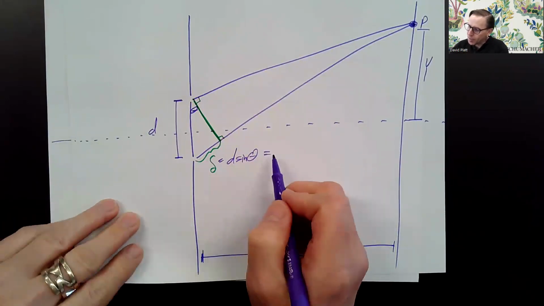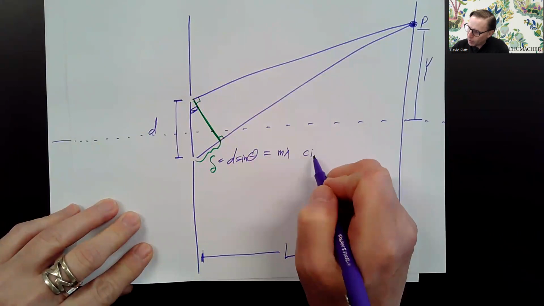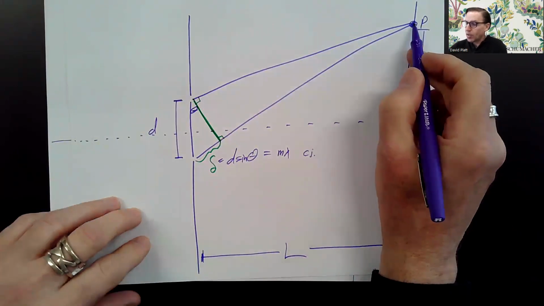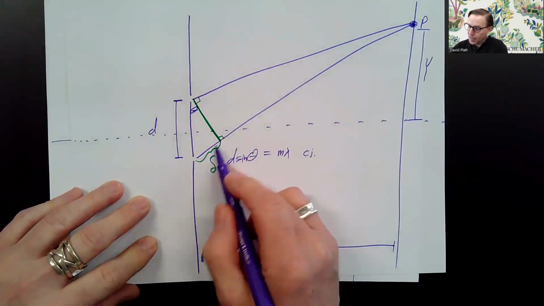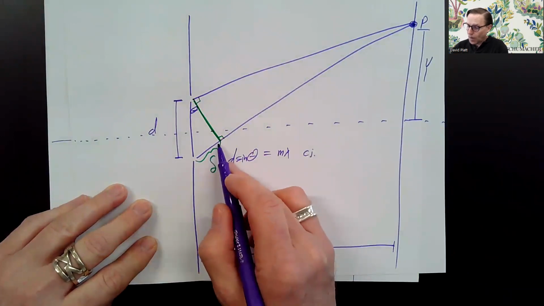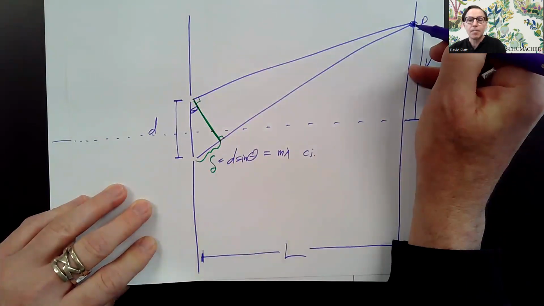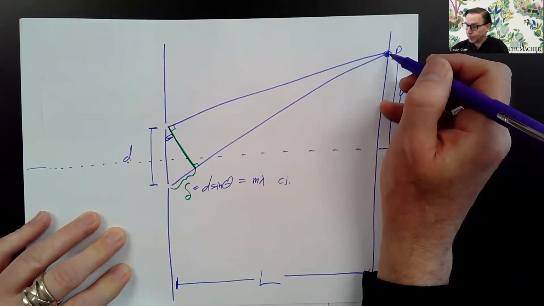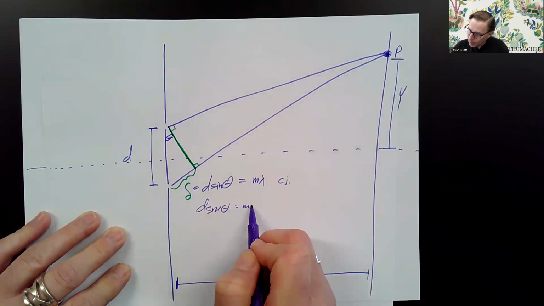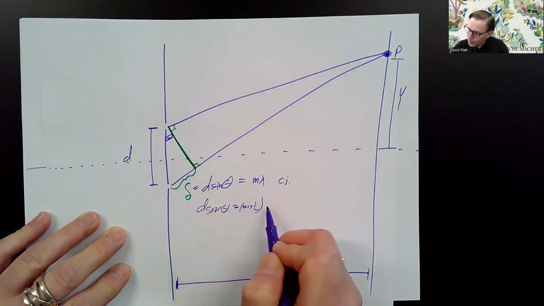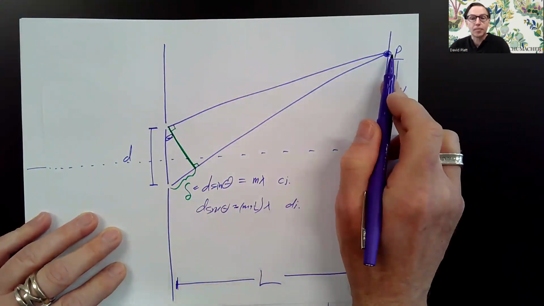And remember, our path difference needs to be m lambda, an integer number of wavelengths, for constructive interference. So if I'm going to have constructive interference here, this is going to be bright. If this distance here is the wavelength, or twice the wavelength, or 3 times the wavelength, or 4 times the wavelength, that means that this gives me a bright spot. If, on the other hand, d sine theta equals m plus 1/2 times the wavelength, then I would get a dark spot.